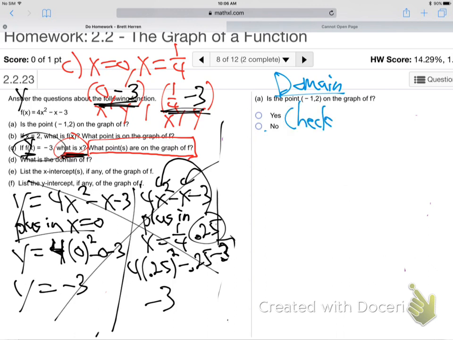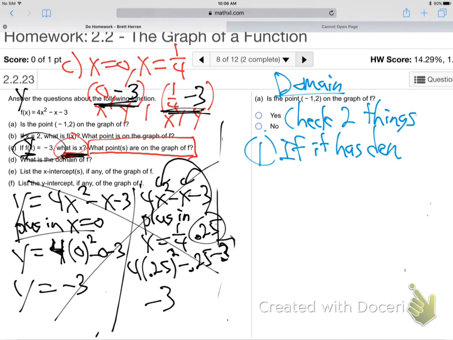Check two things. That's what the 1 and 2 is. Number 1, check if it has a denominator, then set the denominator not equal to 0 and solve.